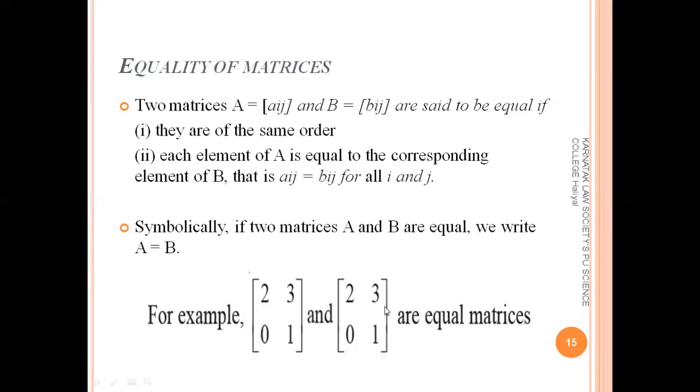2, 3, 0, 1 and 2, 3, 0, 1. Here the order of the first matrix is 2 by 2 and the second matrix is also 2 by 2, and the corresponding elements are also equal. That's why these are equal matrices. Symbolically, if two matrices A and B are equal, we write A equals B. If any one element is not equal to the corresponding element, then they are not equal matrices.